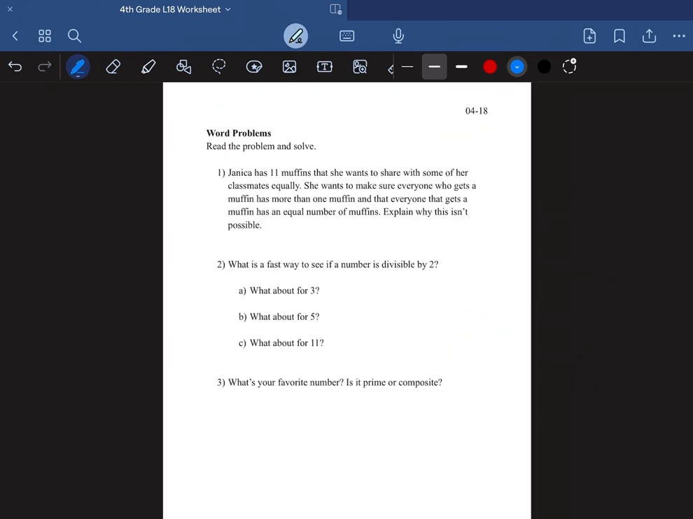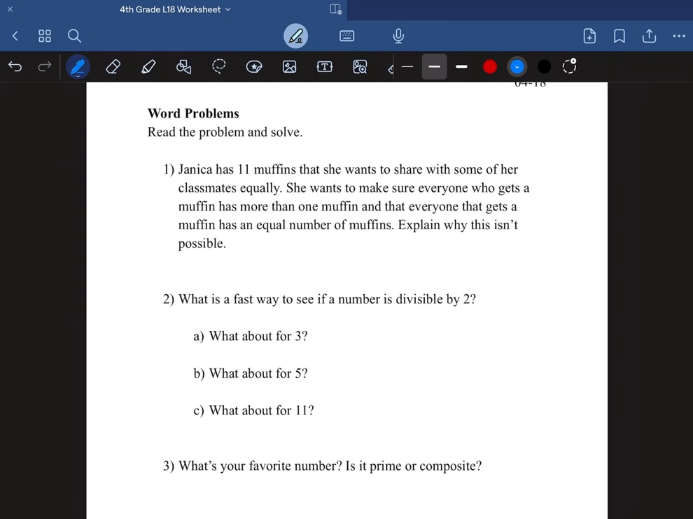Word problems. Read the problem and solve. Number 1. Janika has 11 muffins that she wants to share with some of her classmates equally. She wants to make sure everyone who gets a muffin has more than one muffin and that everyone that gets a muffin has an equal number of muffins. Explain why this is not possible.